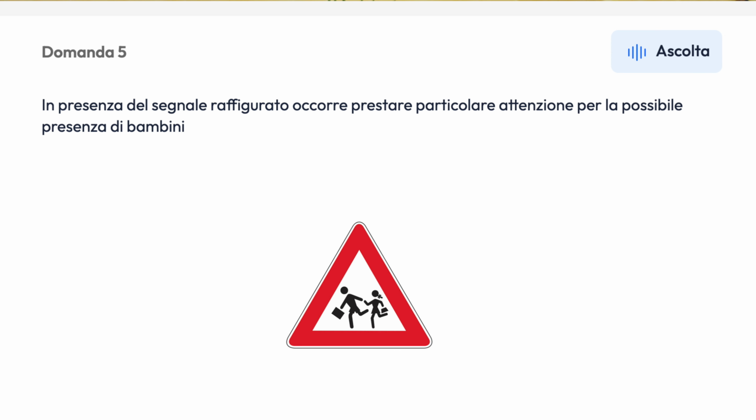In presenza del segnale raffigurato, occorre prestare particolare attenzione per la possibile presenza di bambini. The question is letting you know that if you come across this sign, you need to pay more attention because you can come across children on that part of the road. The answer to this question here is vero, because this is a sign placed close to school, close to giardini, or close to that part of the road where you are likely to come across children.